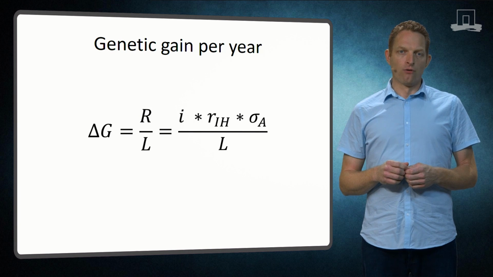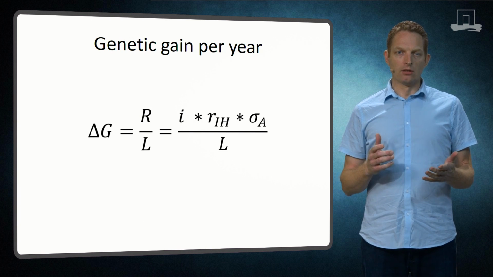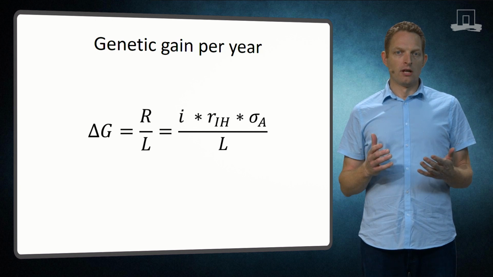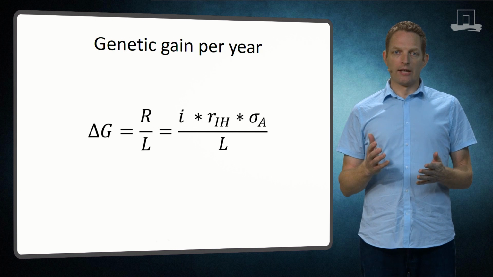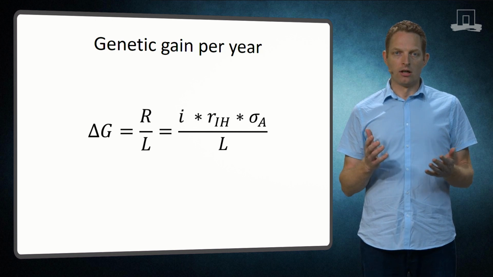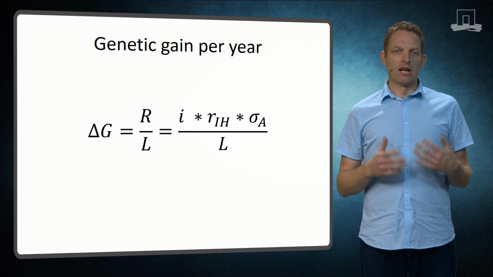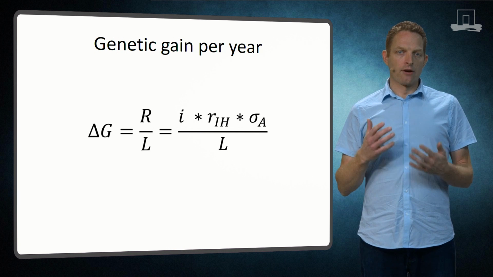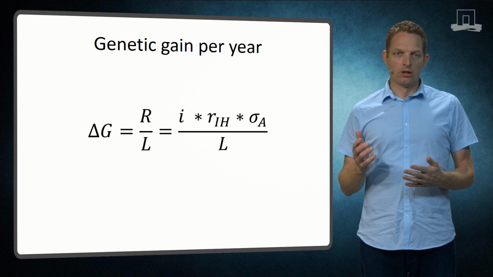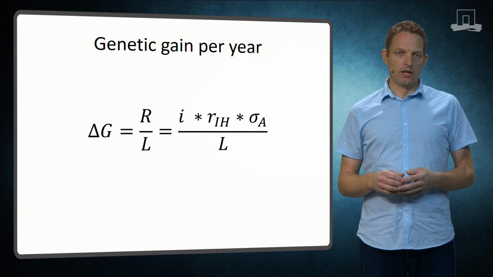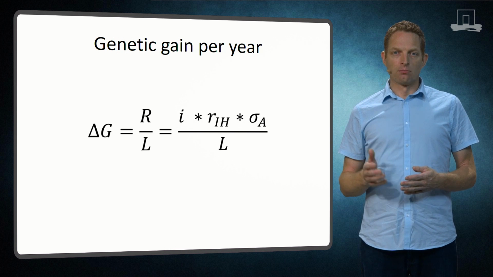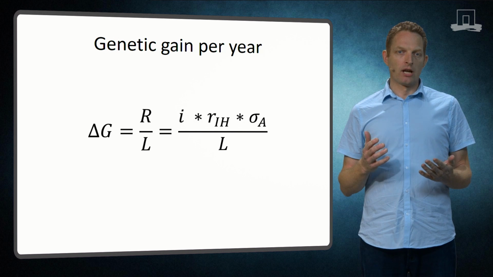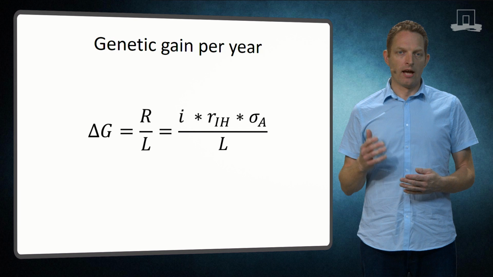Let's first repeat the formula used to compute the genetic gain, which is often also referred to as the response to selection per year. The response to selection, denoted as capital R, is computed as the product of the selection intensity i, the accuracy of selection r_IH, and the genetic standard deviation. Finally, the genetic gain per year is obtained by dividing the response to selection by the generation interval L in years.